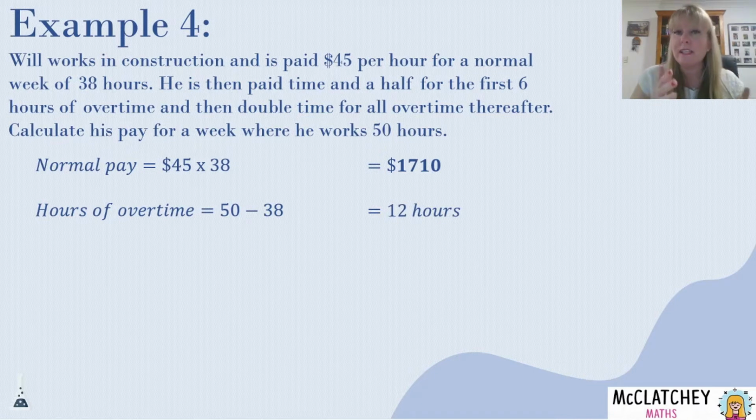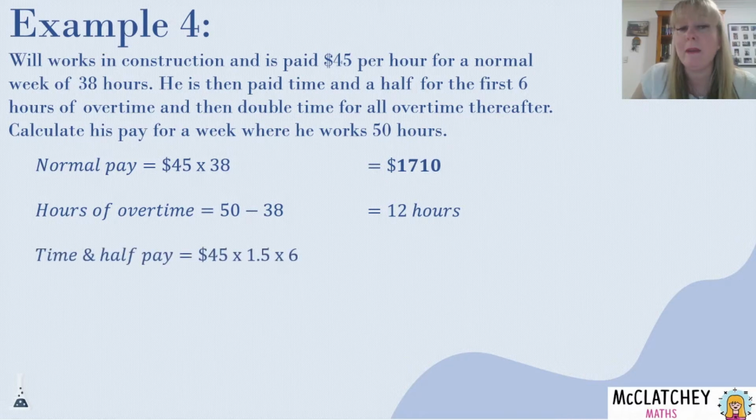Now, the first 6 hours are going to be made up of that time and a half pay, and then the remainder, which is going to be another 6 hours, 12 take away 6, that's going to be double time. So let's do the time and a half pay separately from the normal pay. $45 an hour, times by time and a half, time being 100%, half being 50% more, and then there's 6 hours at that rate, which gives us a total of $432 for those hours of overtime.